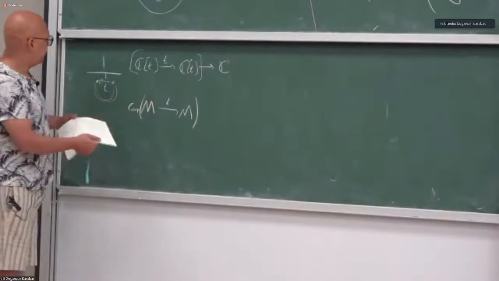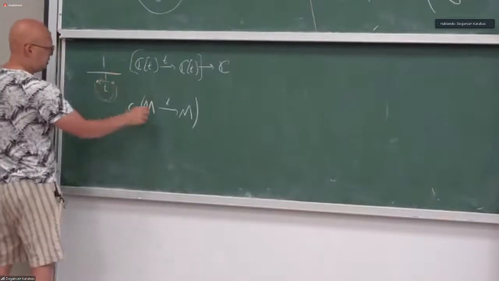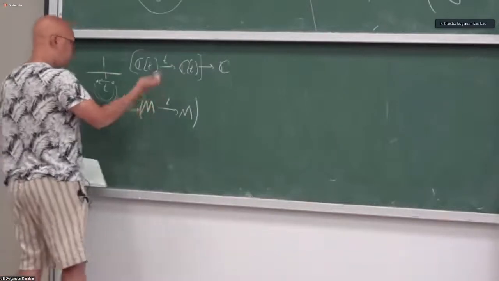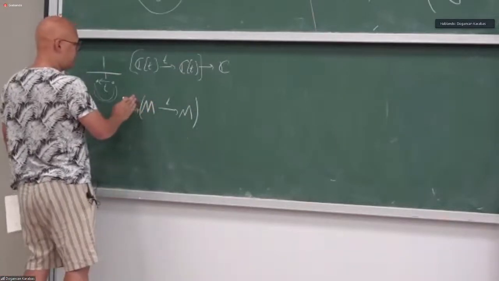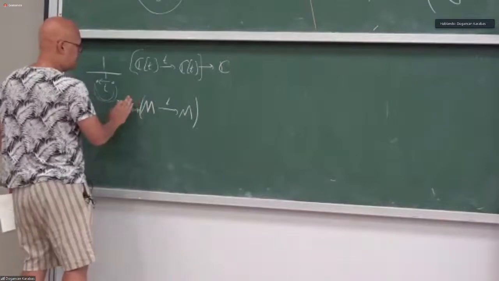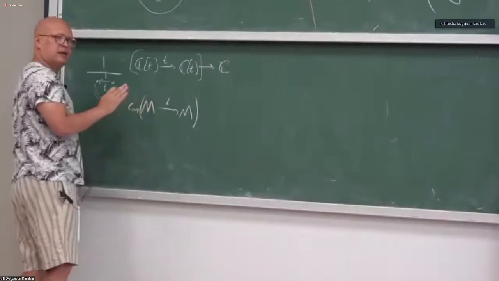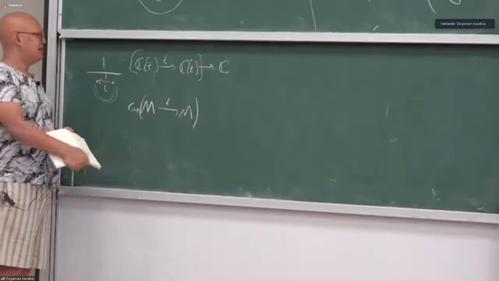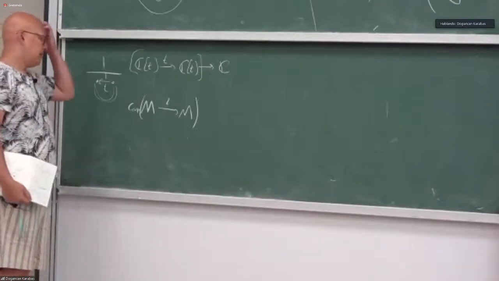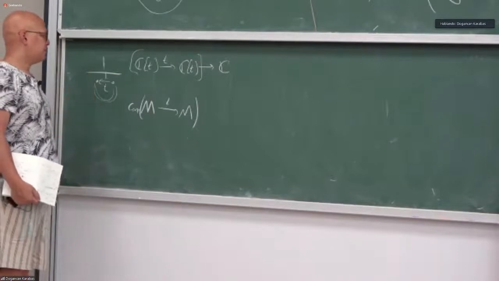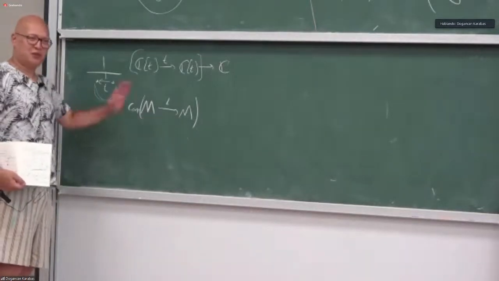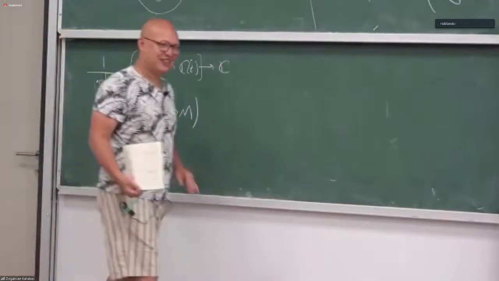I should have written something slightly confusing. I think it's okay. M is a module over C. It stays M. It's possible to get confused by this, but it's also possible not to be confused by it.